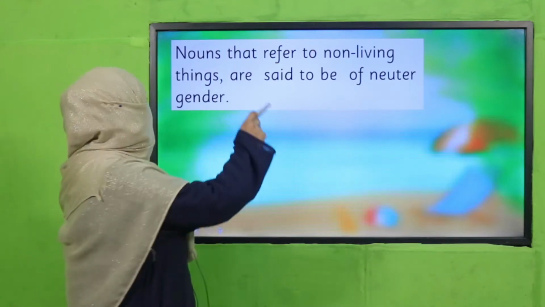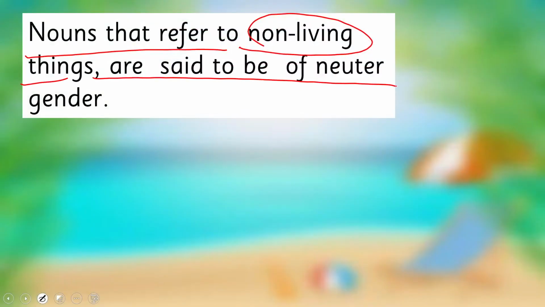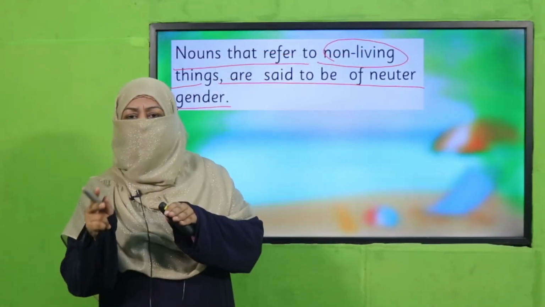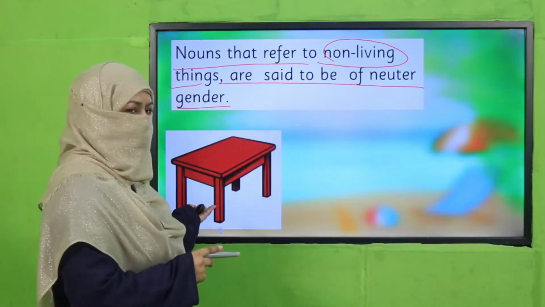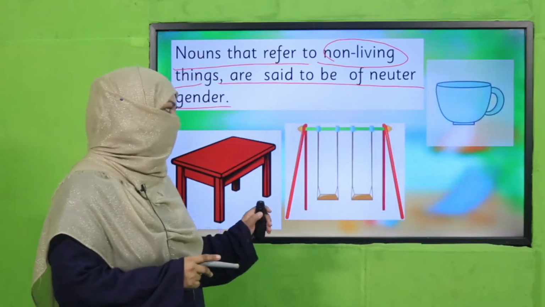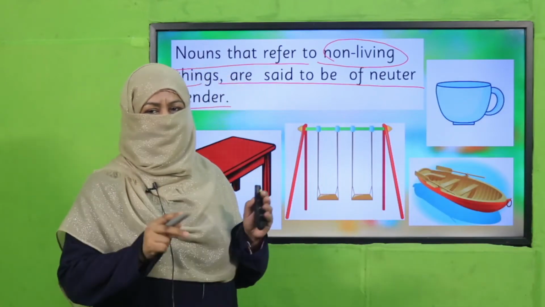Okay. So nouns that refer to non-living things are said to be of neuter gender. Means beta, neuter means neither they are male nor they are female. So they are neuter gender. For example, table, swing, cup, boat, all are neuter nouns.